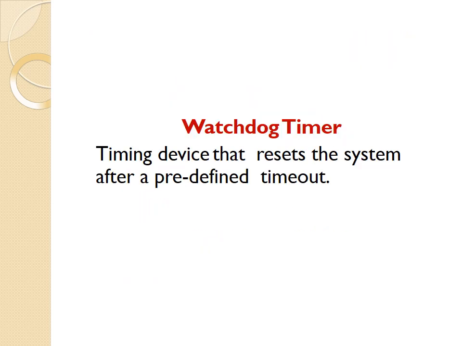A watchdog timer is a timing device that resets the system after a predefined time. When we test an embedded system design, within that predefined time interval we should meet the particular deadline. So the watchdog timer is used to estimate the performance of an embedded system.